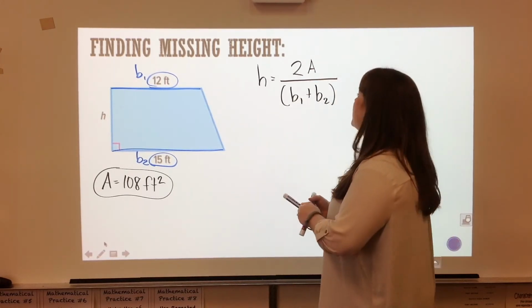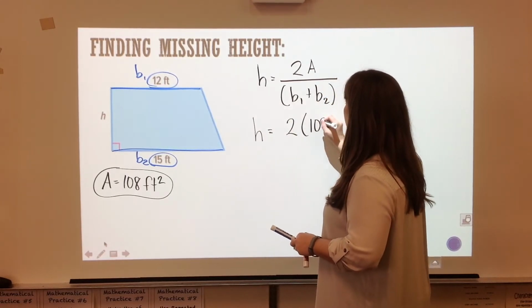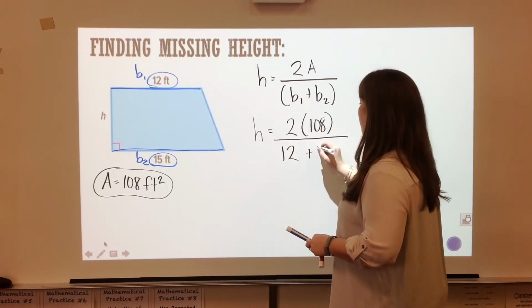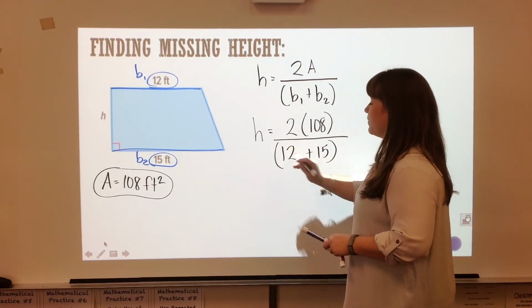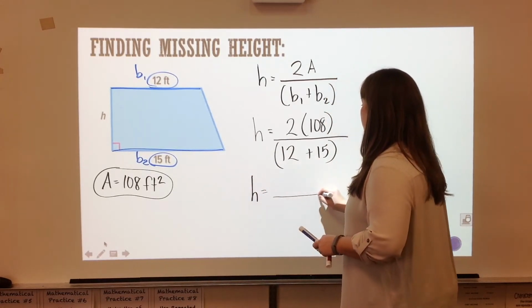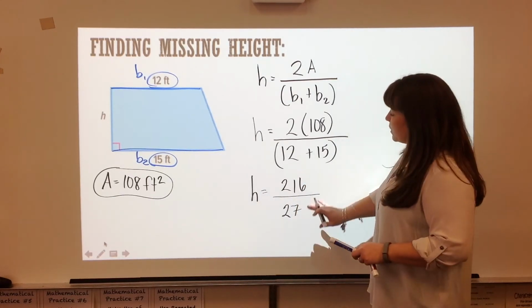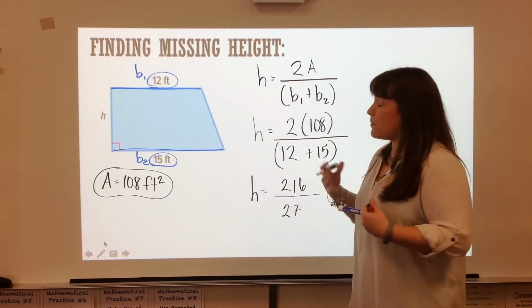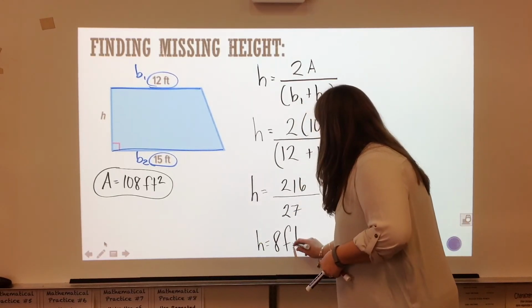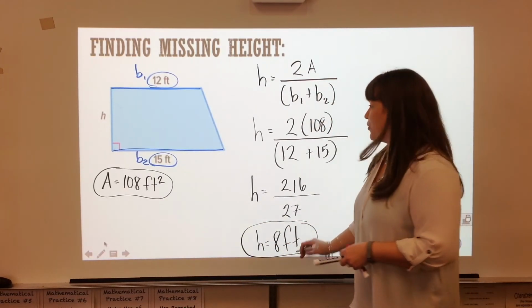So let's fill in what we know. Our height, we don't know. We're going to double the area, which is 108. And then we have to take our 12 and our 15 and add them up first. When we do that, we get 27 and 216. 216 divided by 27, you could do it by hand or grab a calculator. It ends up being just 8. Remember, with height and missing dimensions, we just want feet as our unit.